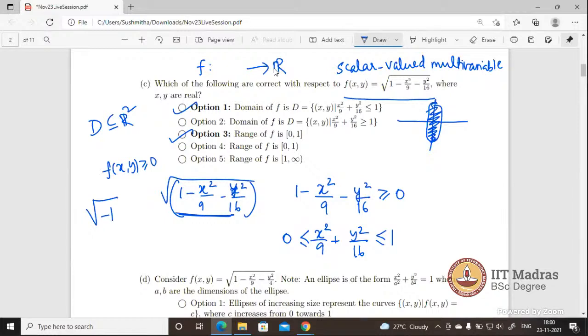So the range is the closed interval 0 comma 1. The maximum value it can take is 1, which is square root of 1 minus 1. That's going to give me 0. So 0 it can take. And x squared by 9 plus y squared by 16 equal to 0 is also possible in this set of points, because 0 is less than or equal to 1. In that case, I'll get square root of 1. So the maximum value it can take is 1. So the range of this function is 0 to 1.